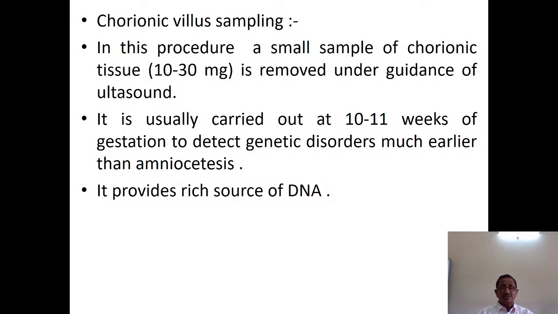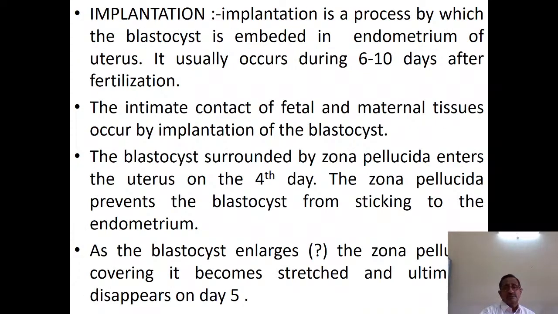So it is more useful than amniocentesis. That is, we are getting this chorionic villi sample earlier than the amniocentesis. Thereby, we are diagnosing the genetic disorders earlier than we can with amniocentesis. Of course, it provides a rich source of DNA, which is nothing but the chromatids, and where we can detect the abnormalities of the chromosomes. Now, implantation.